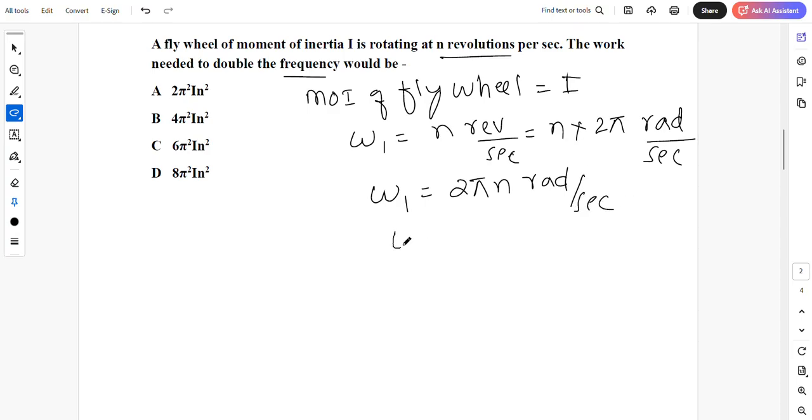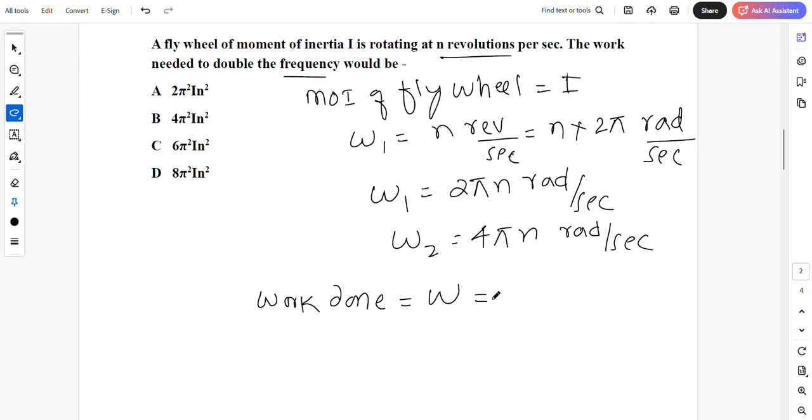Now, how much will be omega 2? Because the frequency is doubled, the work needed to double the frequency, that will be 4 pi n. 2 into 2 pi is 4 pi n radian per second. What is the work done? Work done, W is equal to what? Change in the kinetic energy. Change in the kinetic energy is nothing but work done. That is Kf minus Ki.